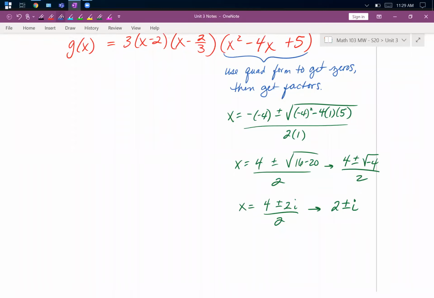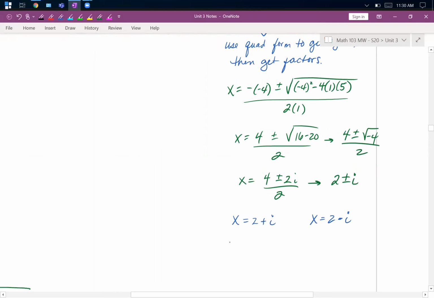Now that we have the zeros, we can get the two factors. And I recommend splitting it up and not having that plus or minus notation. So we're going to have x equals 2 plus i and x equals 2 minus i. But to get the factors, we've got to set them equal to 0. So we get x minus 2 minus i equals 0, and x minus 2 plus i equals 0. And then these are our other two factors.